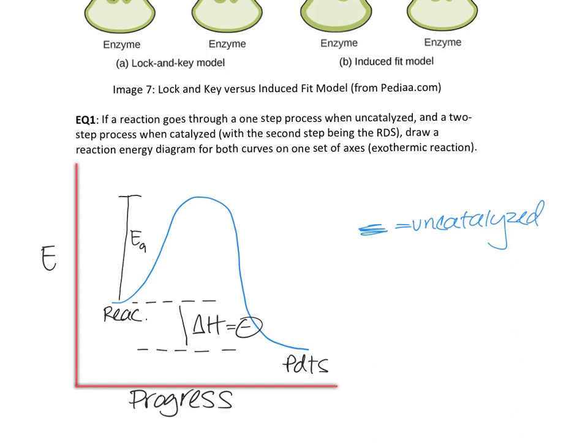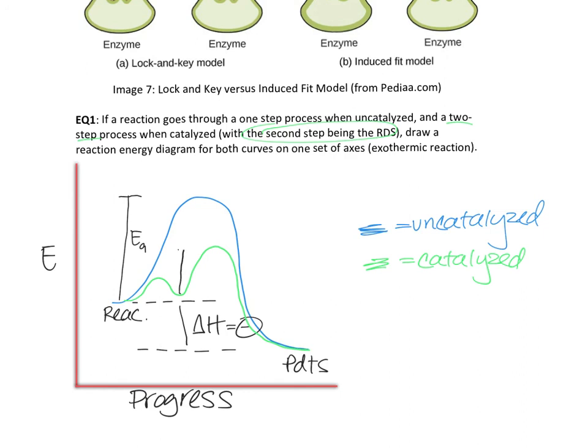Okay, let's draw the catalyzed reaction. We'll draw it in green. So the catalyzed reaction is a two-step process, and the second step is the RDS. So maybe it's something like this. Okay, so notice that the activation energy is definitely lower here than it is for the uncatalyzed reaction. This is 2 steps, which means I have 2 hills. The second step is the highest, so this is my rate determining step.